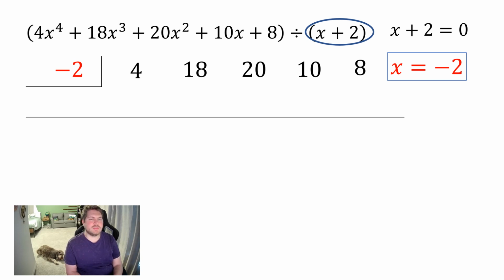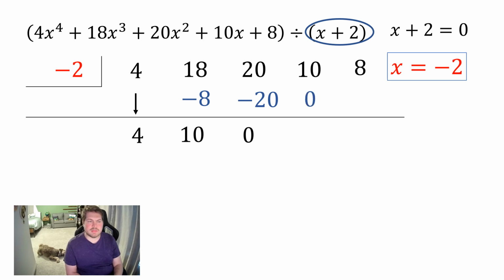And then we're going to always bring the first one down. So 4 is going to stay 4. The only time you'll ever see that change is if it's a fraction. But again, you can use long division in that case. All right, and then we're going to multiply -2 times 4, and we get -8, and add, or 18 minus 8, and you get 10. 10 times -2 is -20. 20 minus 20 will be 0.